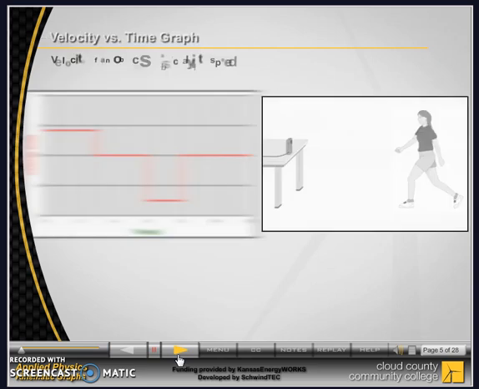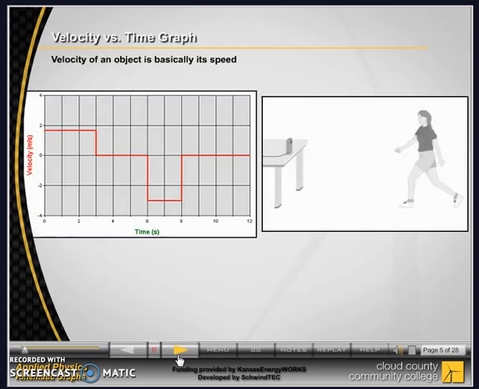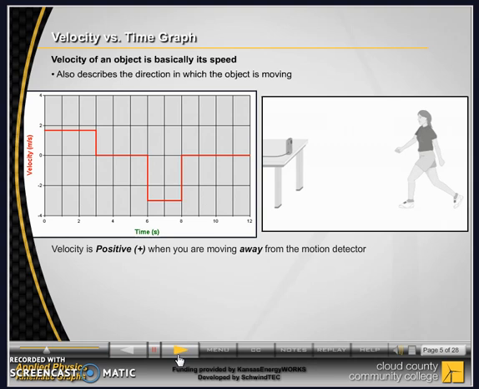The velocity of an object is basically its speed. However, unlike speed, which tells nothing about where an object is headed, the velocity also describes the direction in which the object is moving. We use a convention that velocity is positive when you are moving away from the motion detector. Velocity is negative when you are moving toward the motion detector.